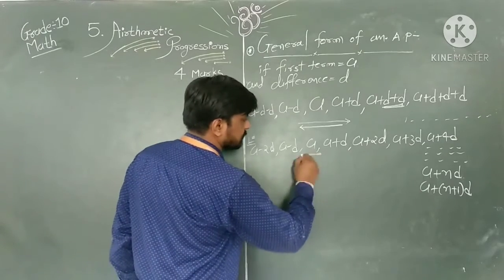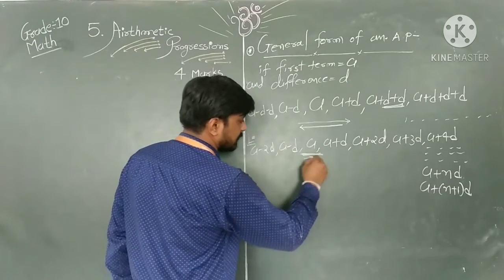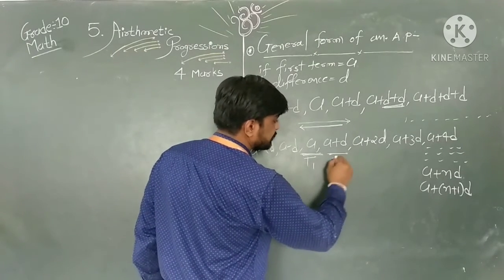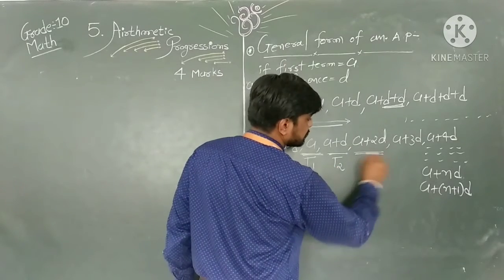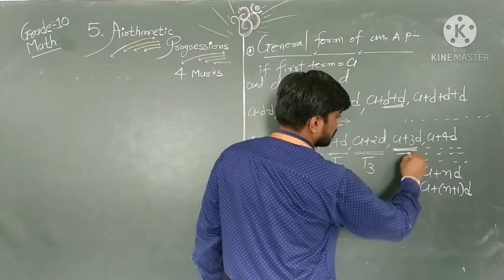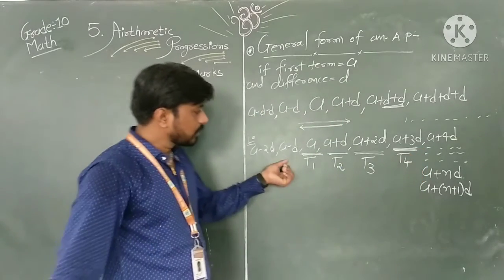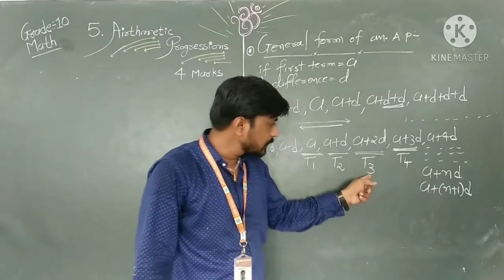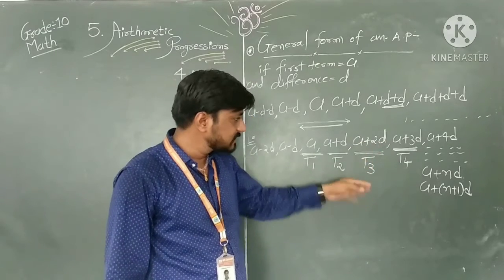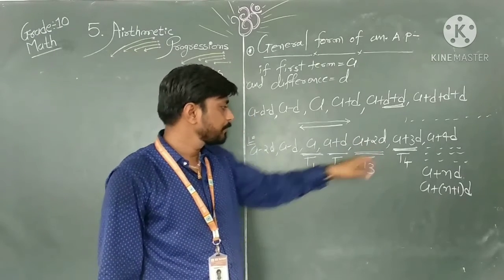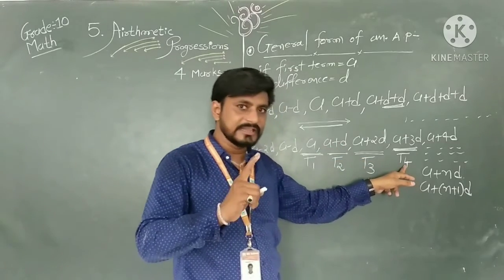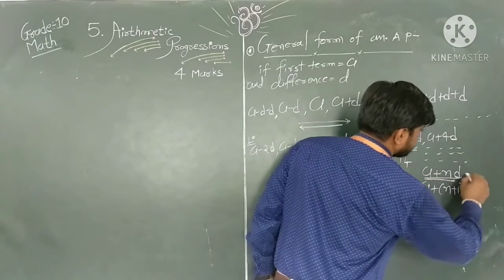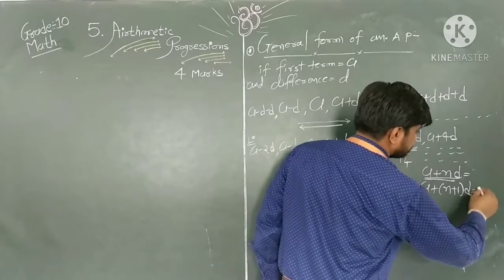This is the first term, that means I write A for T1, T for term 1, the first term. This is T2, the second term. This is the third term, this is the fourth term. Now look, in the second term the coefficient of D is 1, in the third term the coefficient of D is 2, in the fourth term it is 3, so here 3 minus 1 is 2, 4 minus 1 is 3, and this is the nth term.